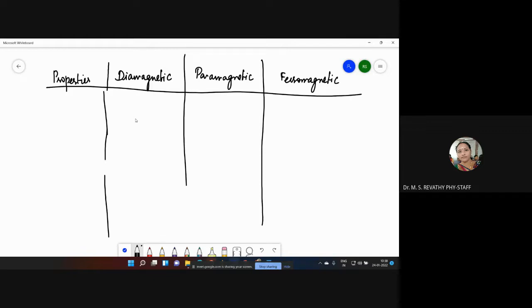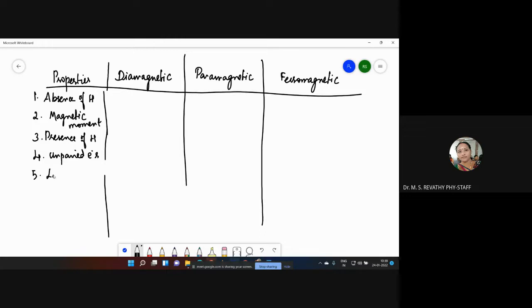In the properties section, first you have to talk about what happens in the absence of a magnetic field. In the second property, you have to talk about the magnetic moment. Note down these things. Third property, in the presence of a magnetic field, what happens? Then the fourth one, whether unpaired electrons are present or not. Then how are they called, weak magnets or strong magnets?